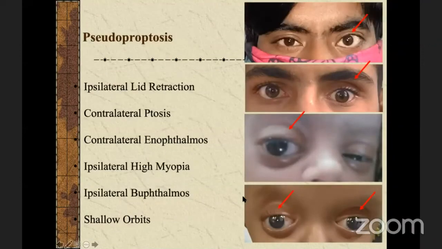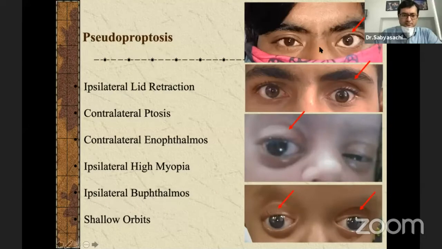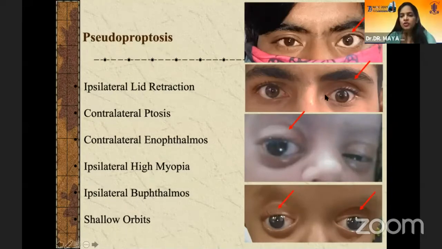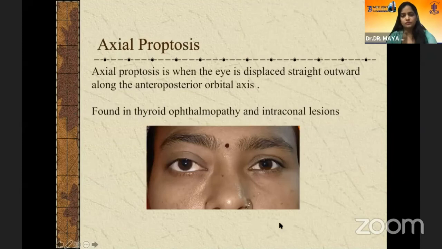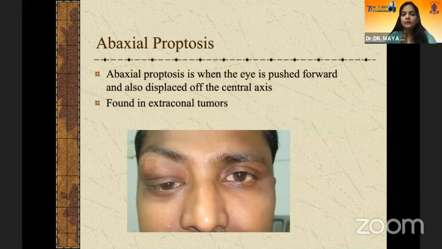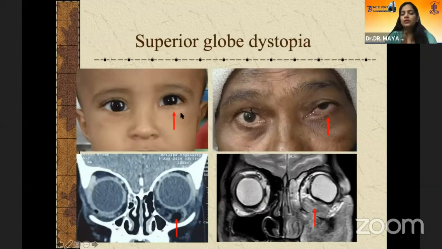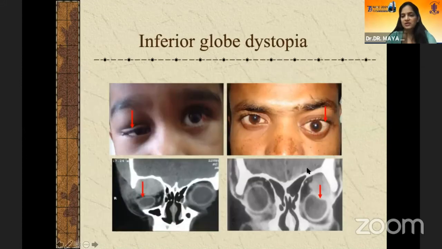Always rule out pseudoproptosis in cases of ipsilateral eyelid retraction, contralateral enophthalmos, ipsilateral buphthalmos or high myopia, or cases of shallow orbits in craniosynostosis. Whenever you get a case of axial proptosis, it's likely to be either thyroid or intraconal lesion. Whenever you get abaxial proptosis, it's likely to be an extraconal lesion. And depending upon the location of the tumor, the dystopia occurs in the opposite direction.